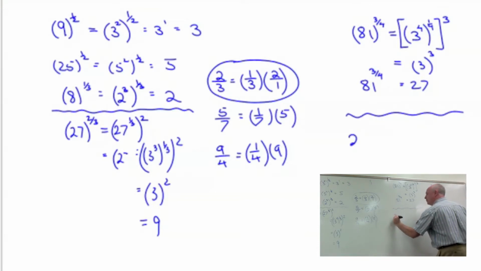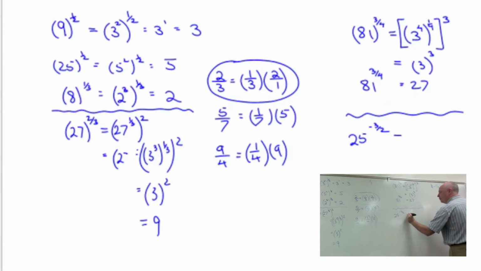How about 25 raised to the negative 3/2 power? Now there's two things to worry about. The 3/2 power and the negative. What's the negative automatically going to do? Make it a fraction. So we have to take care of that at some point. I'm going to take care of it at the end. You can do it at the beginning.